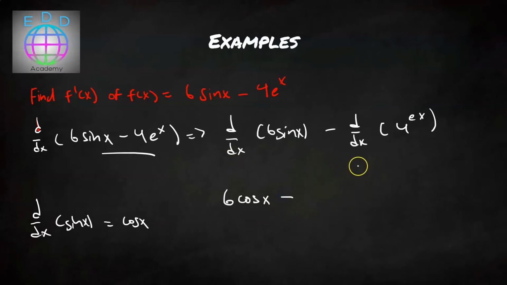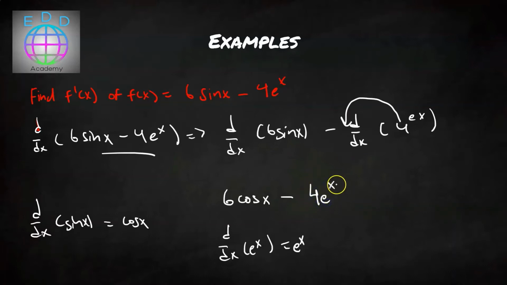And then minus the derivative of 4e to the x. So we learned that d dx of e to the x, just regular e to the x, is e to the x, right? The same thing applies. We can pull this 4 out to the front, so we have minus 4 times the derivative of e to the x. And the derivative of e to the x is just e to the x. So we have 6 cosine x minus 4e to the x. Our derivative is as simple as that.